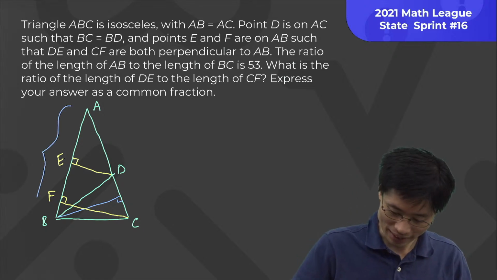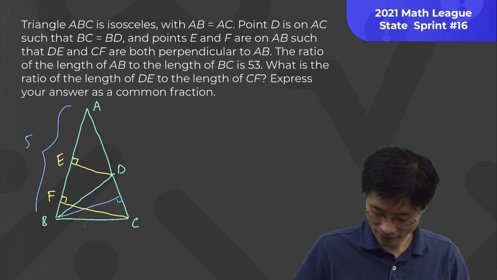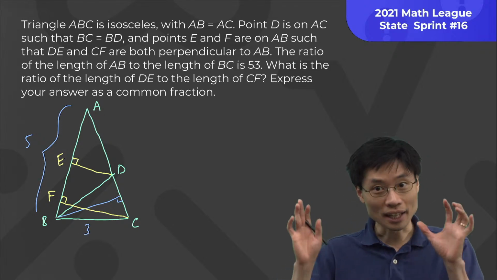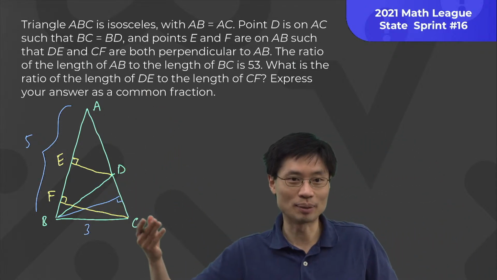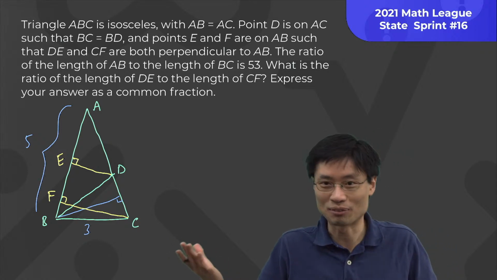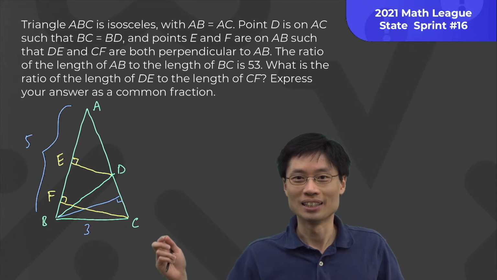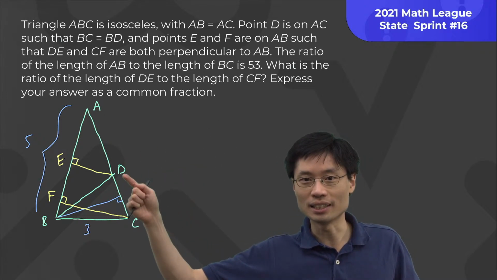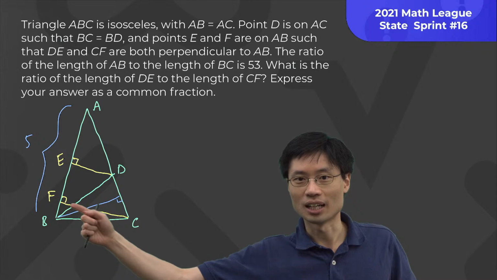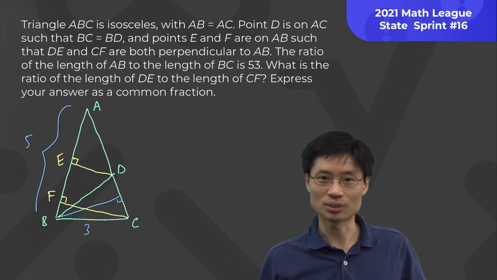Okay, so this is like 5, and this is like 3. By the way, I say like, but I could even say they are 5 and 3 because I didn't measure things in meters or feet or whatever. They are measured in our own units now, 5 and 3. Okay, what is the ratio of the length of DE to the length of CF? So I need to know those ratios.